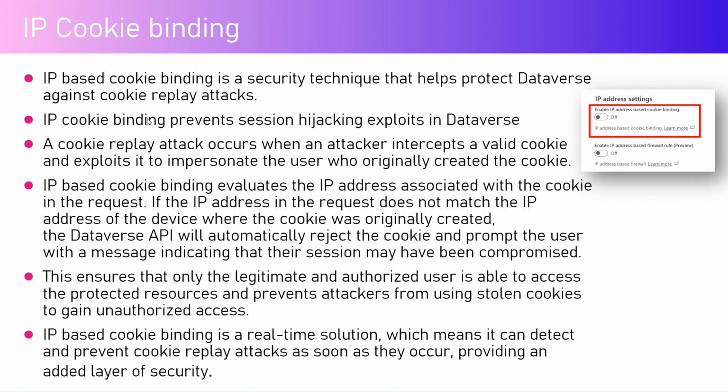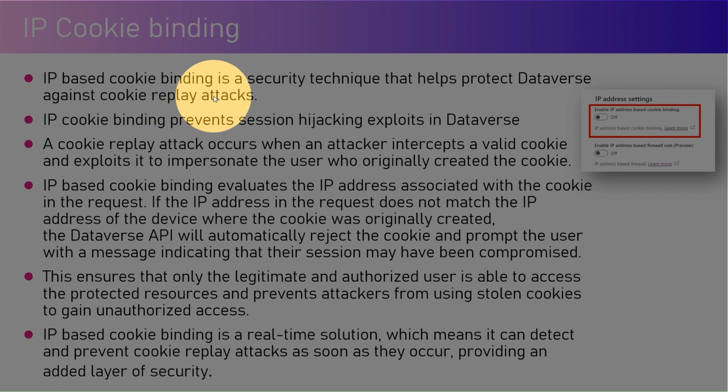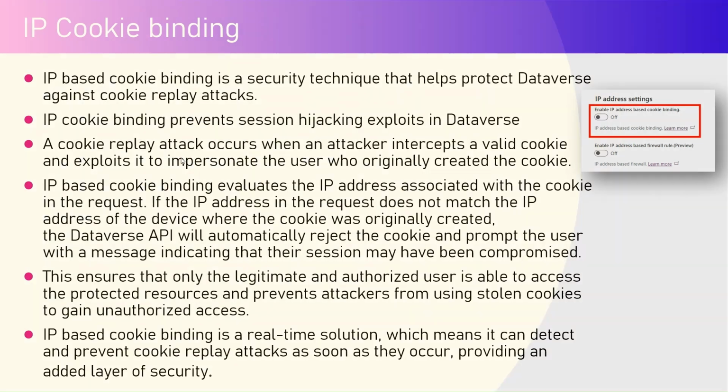The IP based cookie binding is basically a security technique that helps protect Dataverse against cookie replay attacks. IP cookie binding prevents session hijacking exploits in Dataverse. Now, a cookie replay attack occurs when an attacker intercepts a valid cookie and exploits it to impersonate the user who originally created the cookie. So basically, if you're logged into, say, a Power Platform environment, and someone gets hold of the cookie, and that cookie is used on a different machine to access the same environment, then those can be tracked by this particular feature.